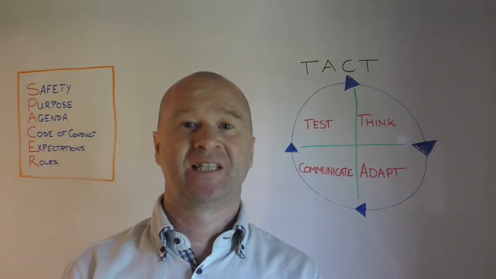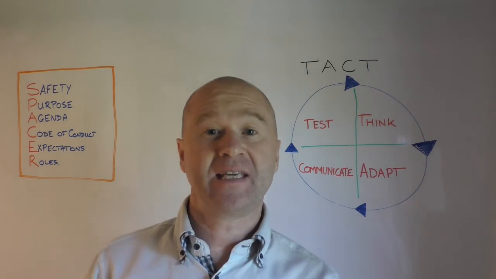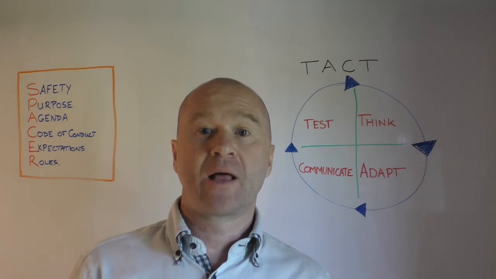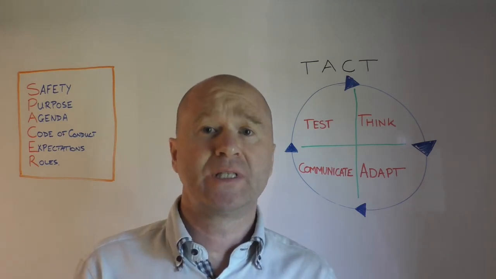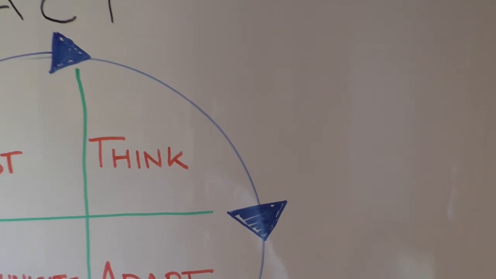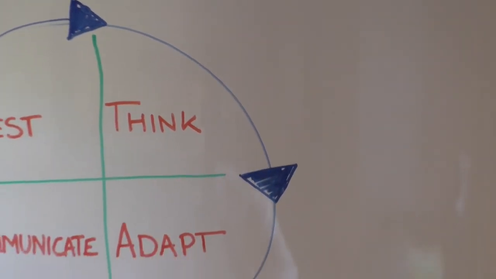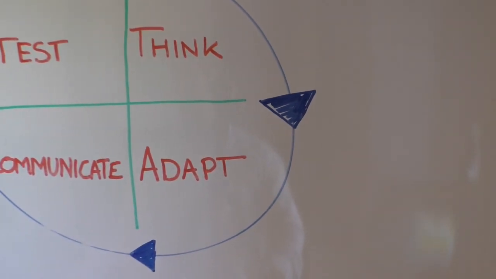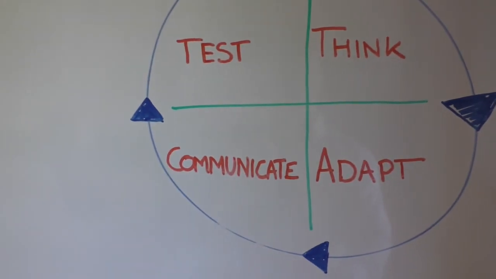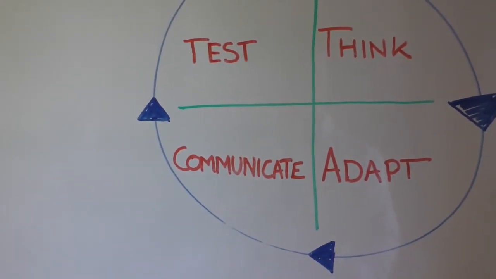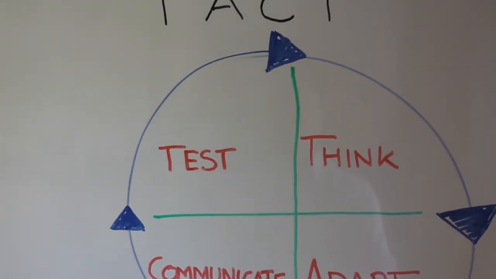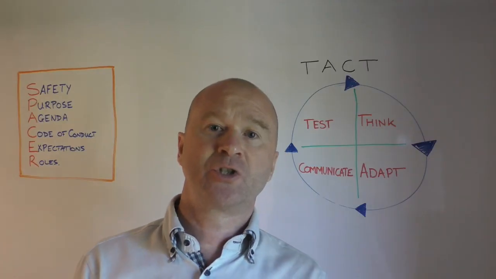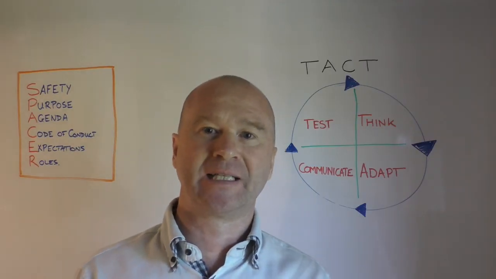Communicate with tact, the tact cycle. Think, adapt, communicate, and test. First of all, think about your stakeholders, your audience, what their preferences of communication might be. Second, adapt to the virtual media and to the preferences of your audience. Third, communicate with clarity, unity, and pace. Fourth, then test for understanding. Ask for feedback. Ask if they have understood the messages you are providing.